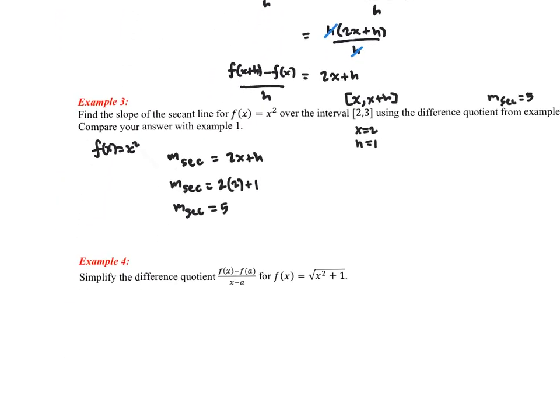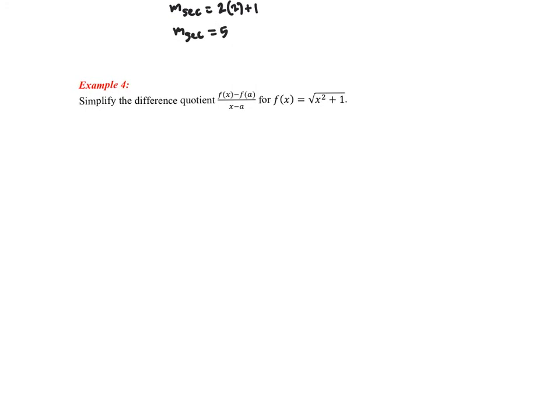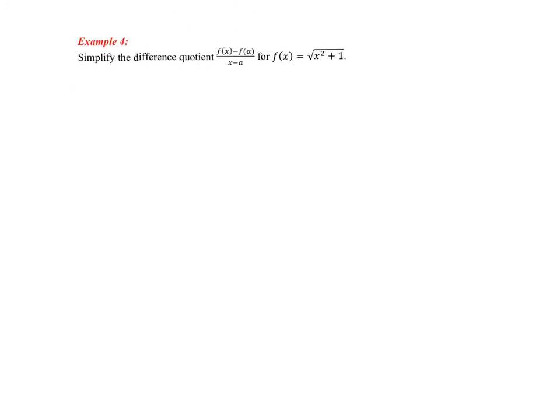Okay, let's look at example 4. Example 4 wants us to, again, we're going to use a lot of algebra here, simplify the difference quotient in form number 2, right? f of x minus f of a over x minus a. So f of x we're given, what would f of a be? That would be square root of a squared plus 1. Okay, so we're going to build this using f of x and f of a and x minus a. So that will be f of x, which is square root of x squared plus 1, minus f of a, which is square root of a squared plus 1, over x minus a.